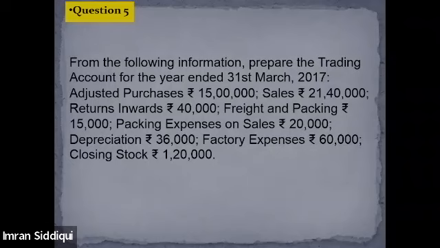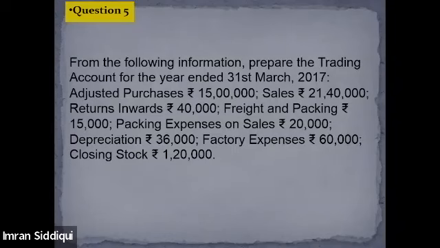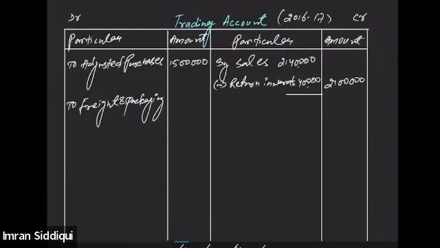Then we have freight and packaging. Freight and packaging is a direct expense, so we'll record that on the debit side too. Freight and packaging. The amount of freight and packaging was 15,000.